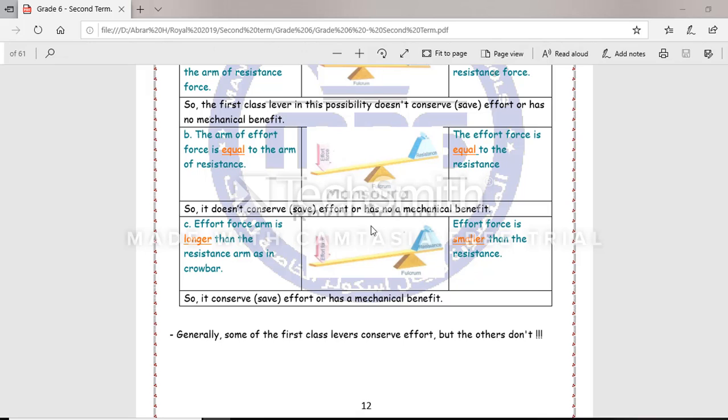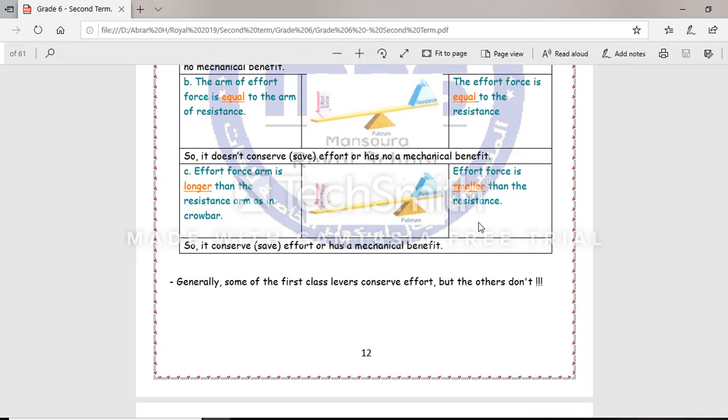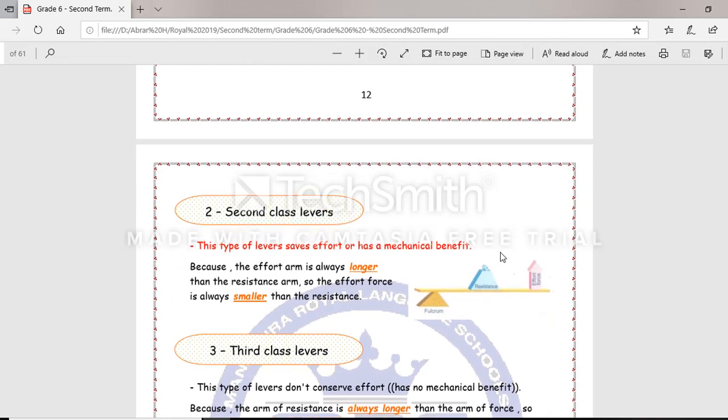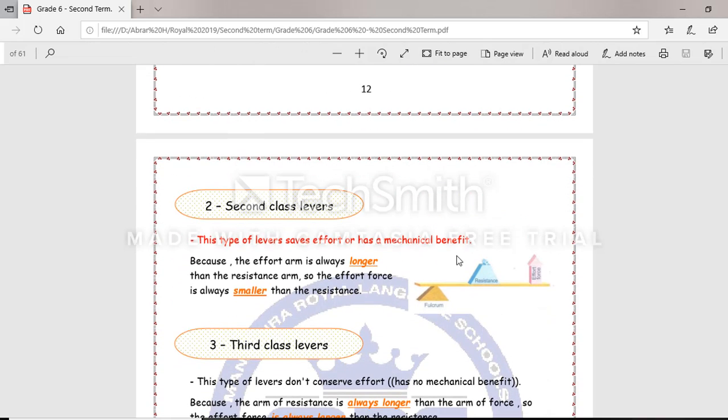When does the first class lever conserve effort? It conserves effort when the effort force arm is longer than the resistance arm, as in the crowbar. In this case, the effort force is smaller than the resistance force. Generally, some of the first class levers conserve effort, but the others don't. Okay? Let's see the second class levers.